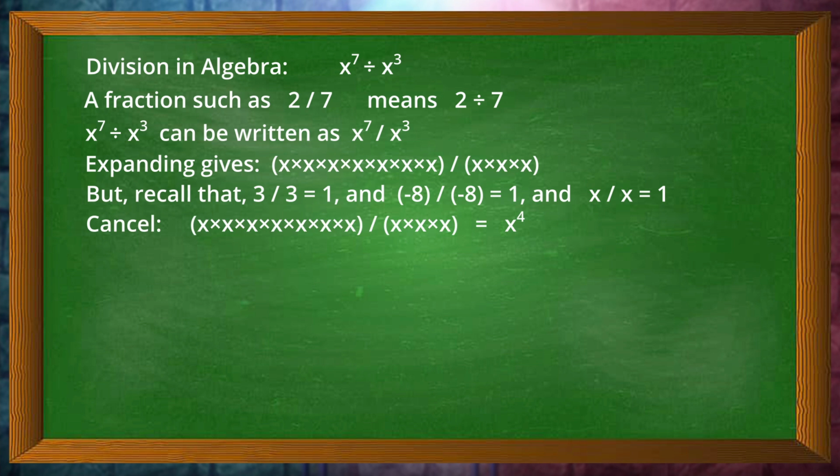We can cancel 3 of the x factors on the top with the 3 x factors at the bottom, leaving 4 uncancelled x factors. This leaves x to the power of 4 as the final answer. Do you notice that 7 minus 3 leaves 4? As long as the bases are the same, subtracting the indices gives the answer to a division.